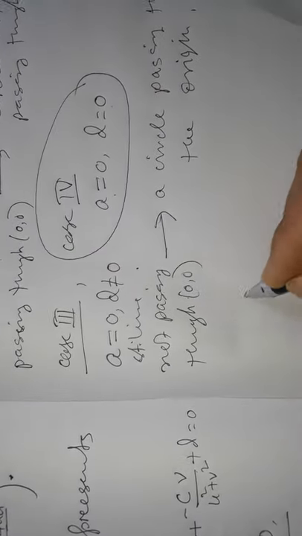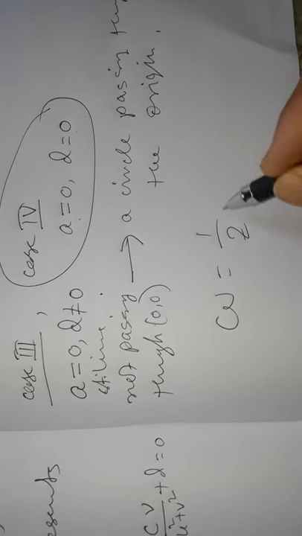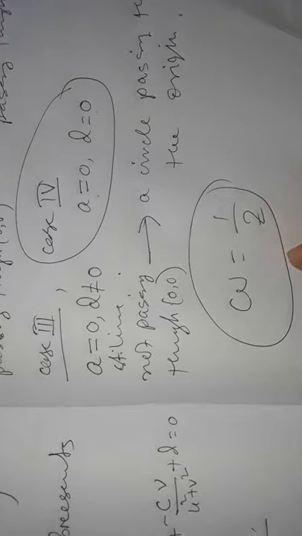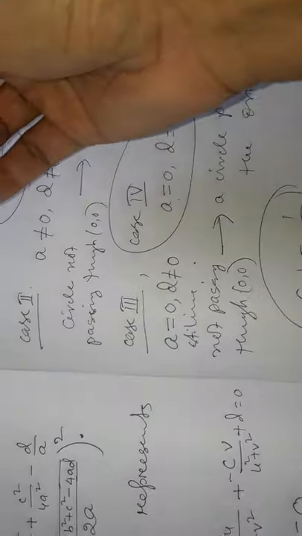So we have seen that under the transformation w equal to 1 by z, the circles and straight lines are transformed into circles and straight lines, because these are the only 4 cases. Okay. Thank you.